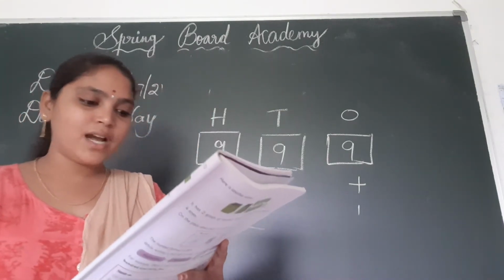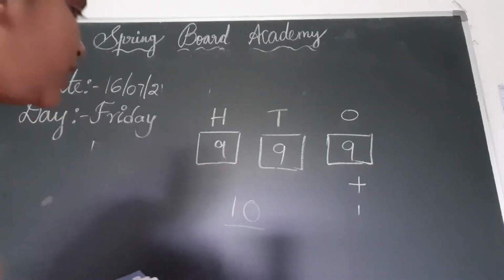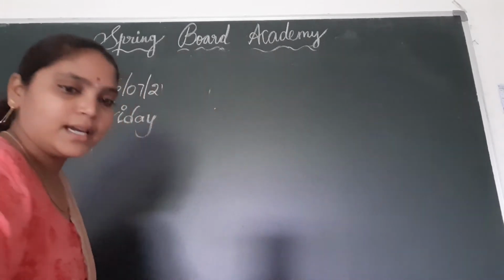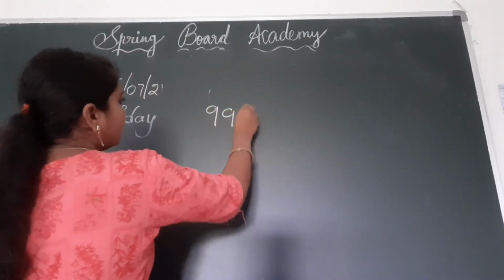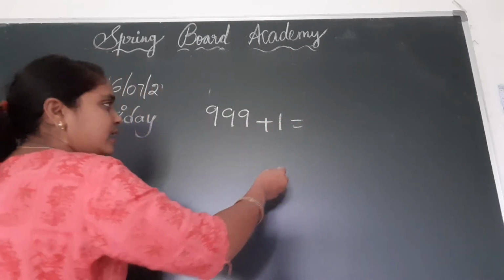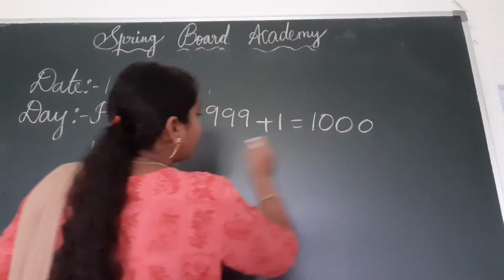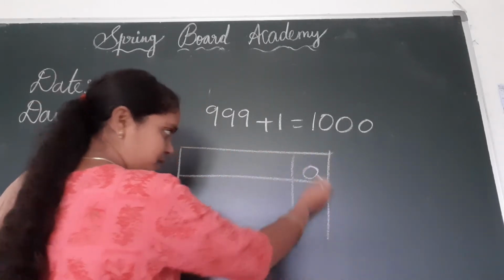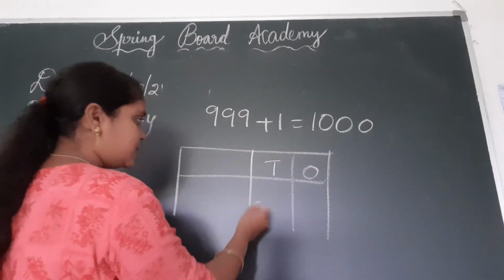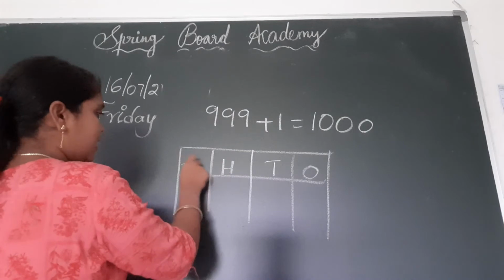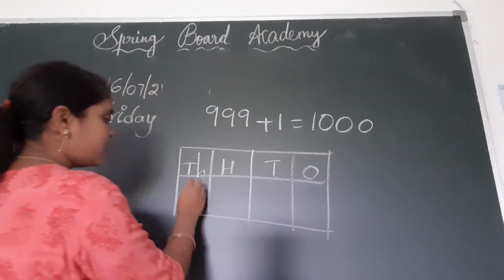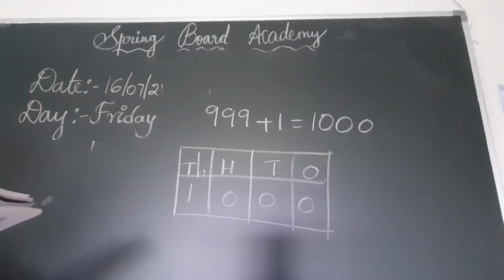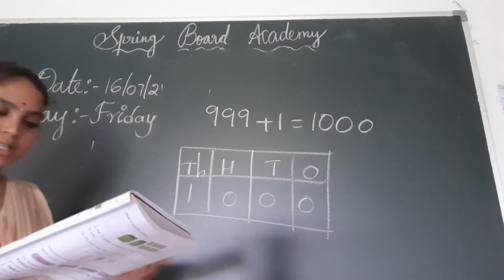Next, on the place value chart, how can we write 1000, children? If we add 1 to 999, it becomes 1000. Am I correct? So how can we write 1000 in the place value chart? Write the ones place, then the tens place, then hundreds and then thousands. So this is 1000. Okay children, this is 1000.